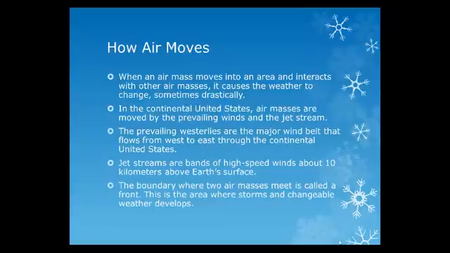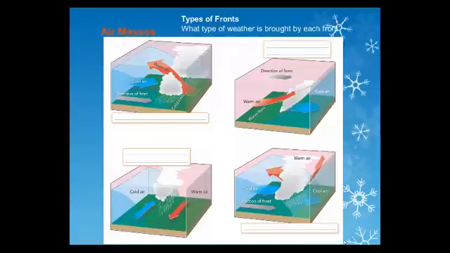The boundary where two air masses come in contact with one another is called a front. And the fronts are areas where storms and changeable weather often develop. So looking at this picture, we have 4 types of frontal boundaries that occur. These are areas where air masses come in contact with one another. The first one in the upper left-hand corner shows an area of cooler air pushing into an area of warmer air. And remember, cool air is more dense, so it works a little bit like a bully where it just pushes its way in and moves things out of its way.